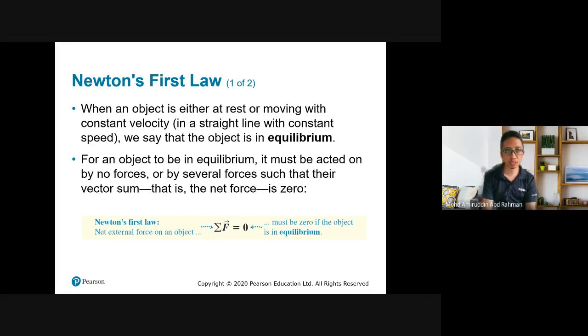For an object to be in equilibrium, it must be acted on by no forces, or by several forces such that their vector sum, that is the net force, is zero. So either it is acted on by no force, or by several forces, but the combination of the forces causes the net force to be zero. So that's the first law of Newton.